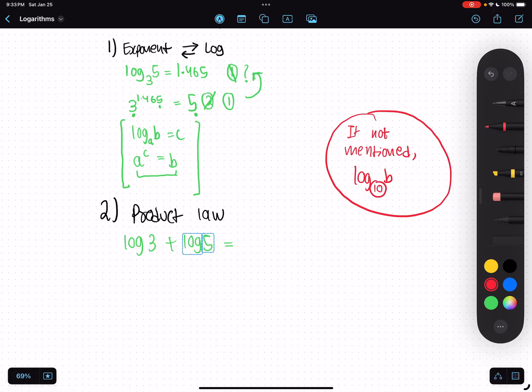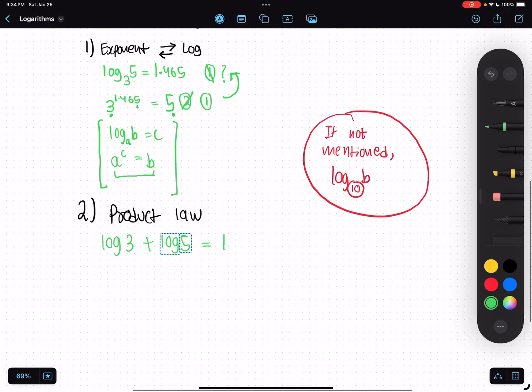But even if they have another base like 4, 5, 6, as long as the two logs have the same bases in the subscript, you can apply this rule. And this rule states that if they have the same bases, the arguments, when the two logs of the same bases are added, are multiplied. So log 3 plus log 5 will be equal to log of 3 times 5, which is equal to log 15.